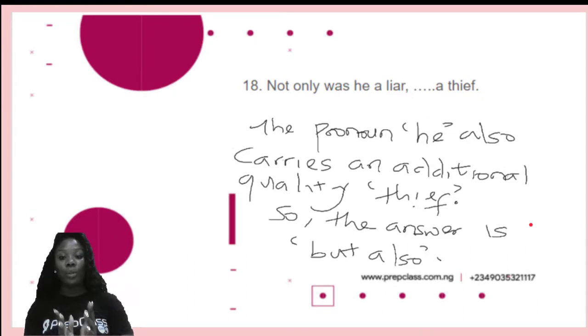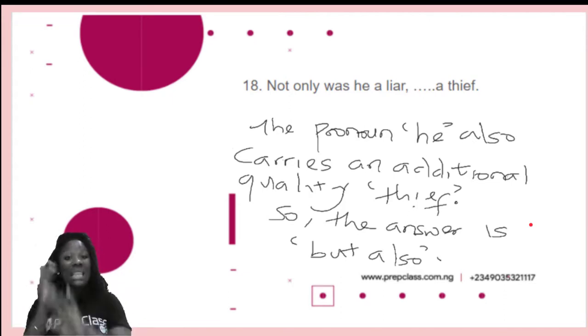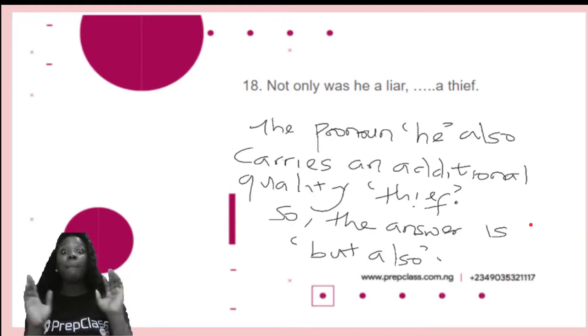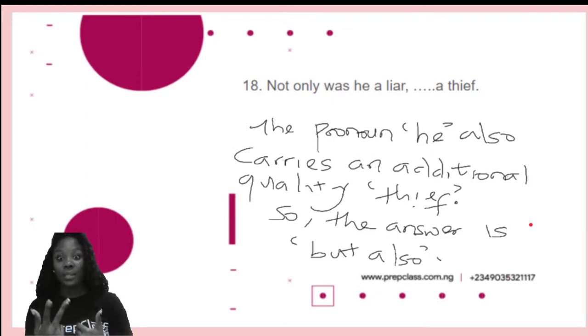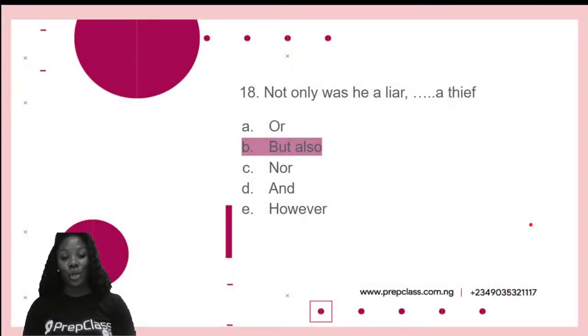So in this case, we're not saying that he's just a liar. Along the line, we also found out that he's also a thief. So the thief thing is an additional quality to his initial character, which was lying. So not only was he a liar, but also a thief. That's an addition. So he also added thieving. But the thing is, he added stealing to lying. So those are two qualities. So our correct answer is but also, option B.